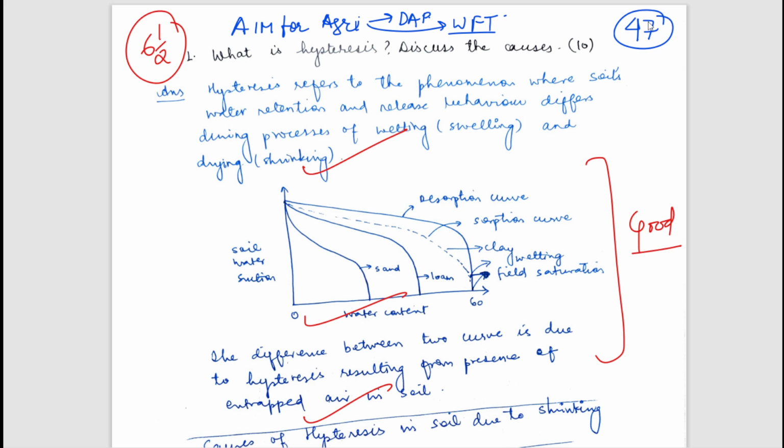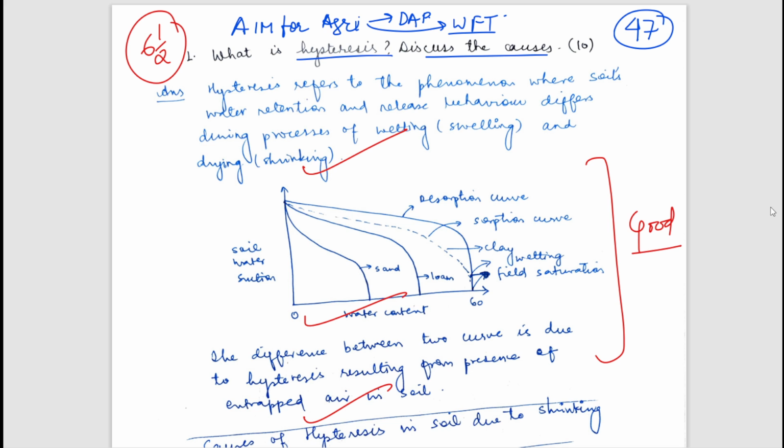So we will see what were the questions asked in day 47 and how the student has approached the answer. By analyzing these types of questions, you can also enhance your answer writing practice. You can get to know certain insights of answer writing, such as how to introduce, how to conclude, how to write certain points, how to use diagrams when required, and how to structure your answer. All these things can be very helpful to you. So let's start. The first question is: what is hysteresis, and discuss the causes.